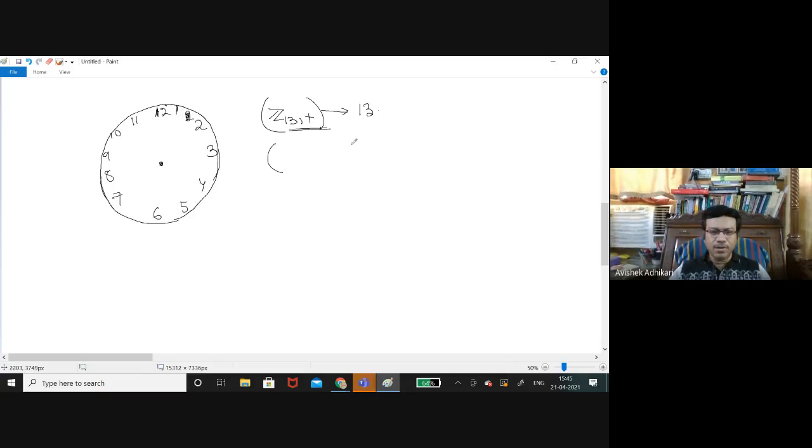Now I can give you a hint. In this clock, have you ever asked the question why you do not have the time 13, or why you do not have the time 14? It is always from 1 to 12, and then again 1 to 12, and again 1 to 12. You can never have 13 or 14 here.